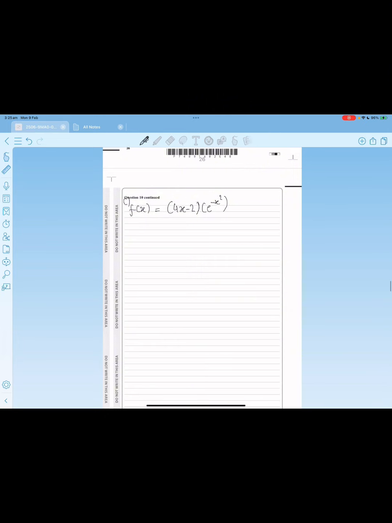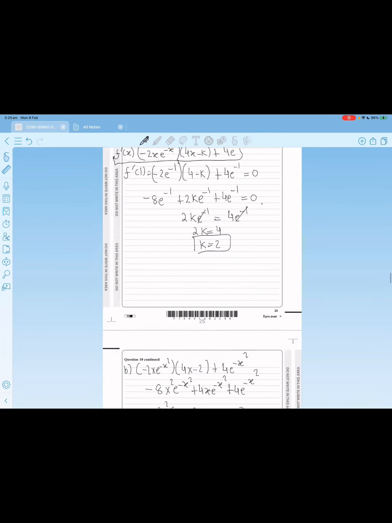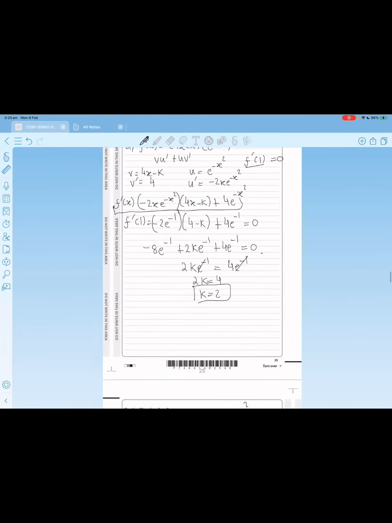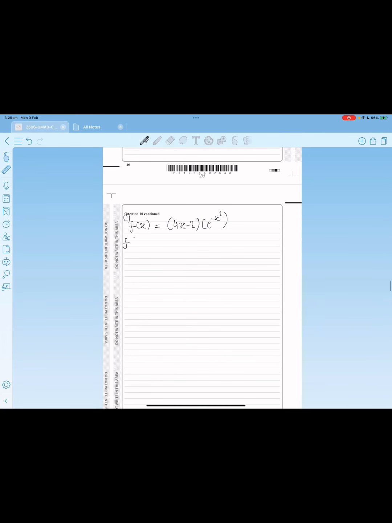So I know my first x value for the turning point would be minus half. So let's try that. f of minus half is equal to 4 times minus half, which is minus 2, minus 2, minus 4, times e to the minus, and you're doing minus half squared. So that would be minus 4e to the... minus half squared would be 1 over 4, but you still have that minus outside. So that would be minus 1 over 4.